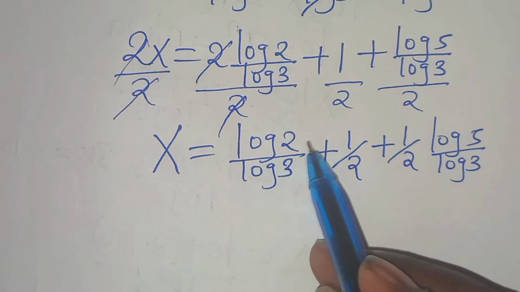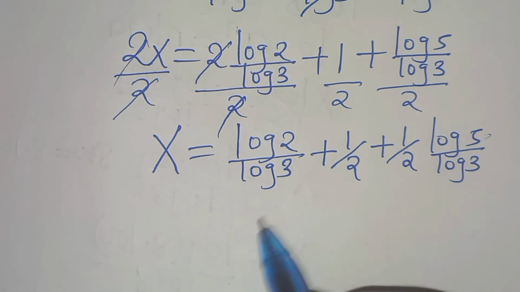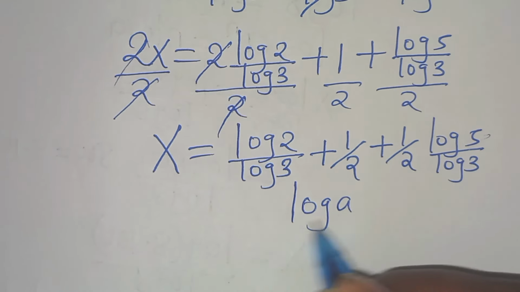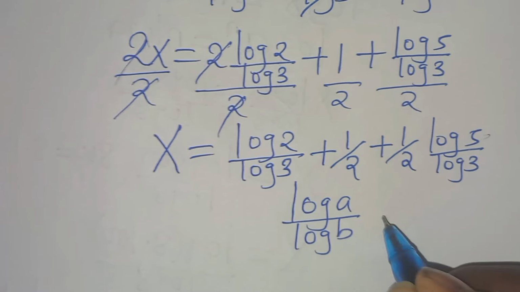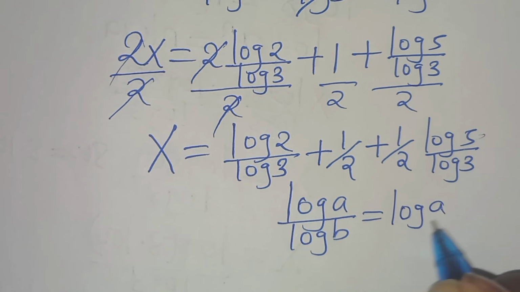Now, we have that log 2 over log 3 and log 5 over log 3. This is in the form of log a divided by log b, which can be expressed as log a to base b.